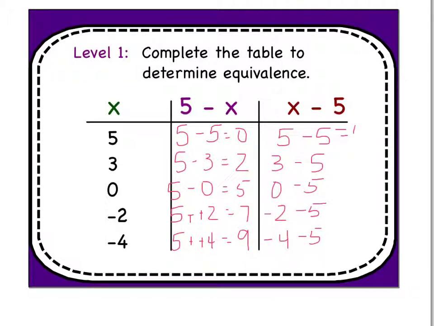We've got negative 2 minus 5, and we've got negative 4 minus 5. 5 minus 5 gives us 0. So far, so good. 3 minus 5, we have to keep it, change it, flip it. 3 plus negative 5 is negative 2.